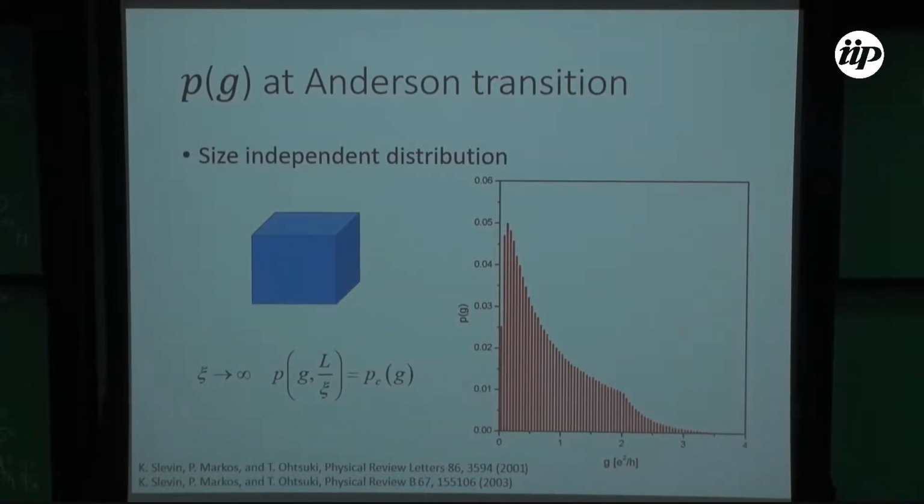One of them was the conductance. You take an ensemble of cubes, and you calculate for each cube the two-terminal conductance. In Anderson localization, we normally think that everything will be a function of the system size divided by the correlation length, or the localization length. At the transition, that goes to infinity, and you end up with a scale invariant distribution, which looks like this. This is something I studied together with Peter Marcos and Tomi Otsuki more than 15 years ago.